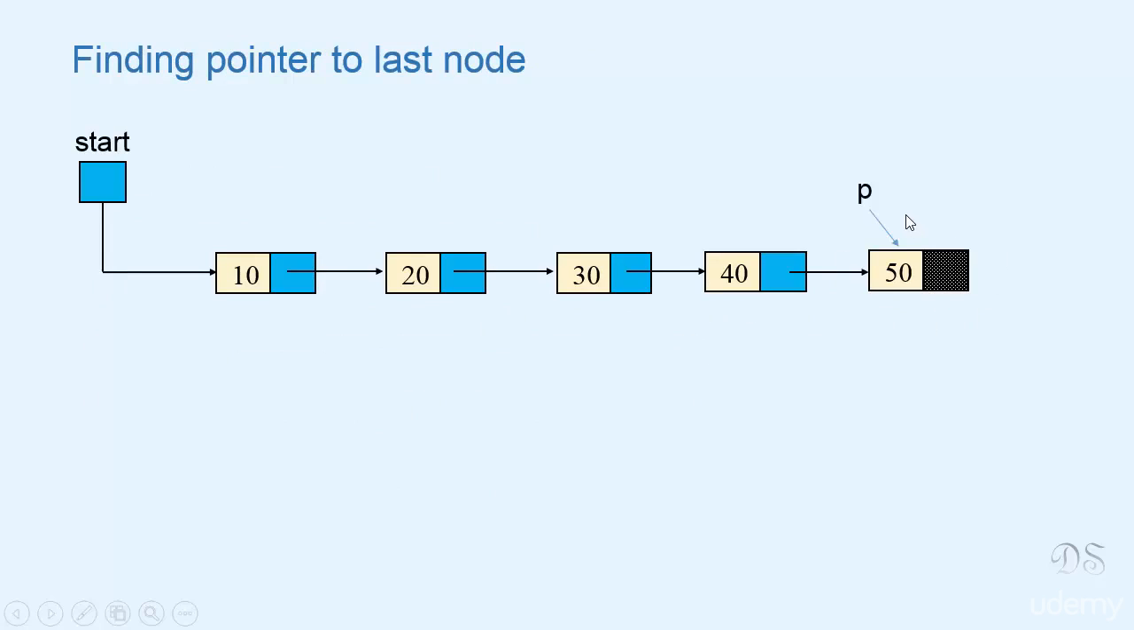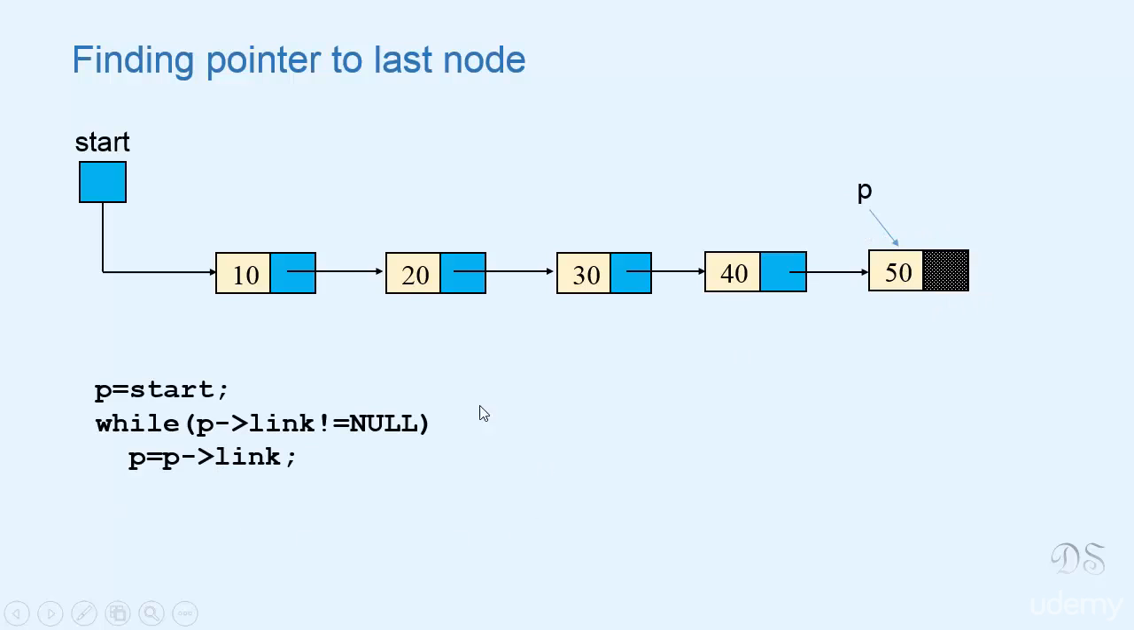This is the last node. So we need a pointer to this node. This is the code that will give us pointer to this last node. Now while displaying list and counting nodes, we had seen that the loop condition was p is not equal to null. So there the loop stopped when p became null.